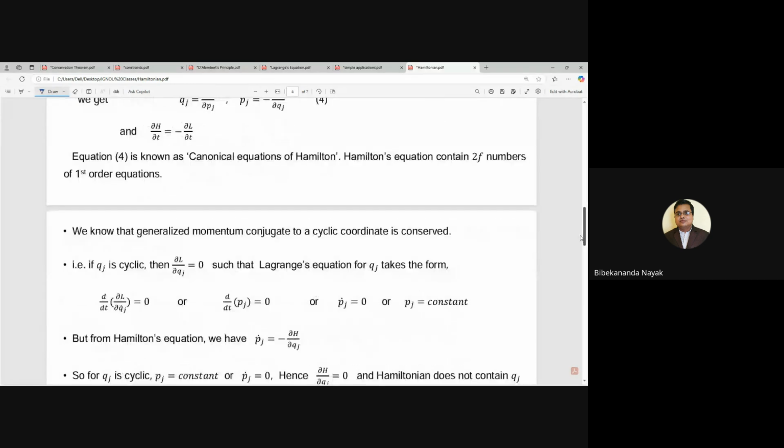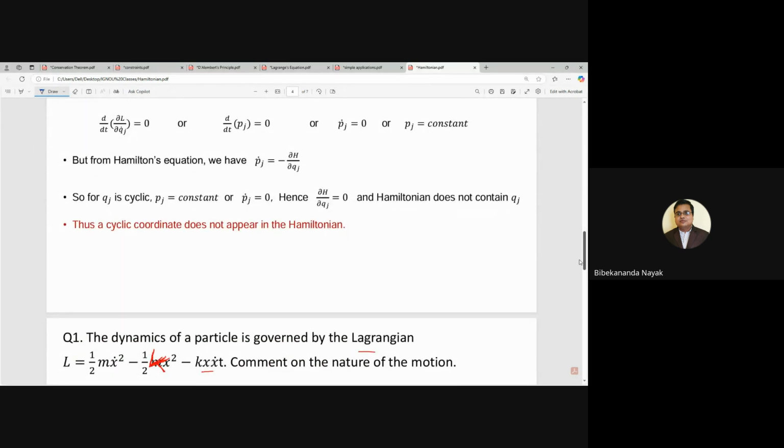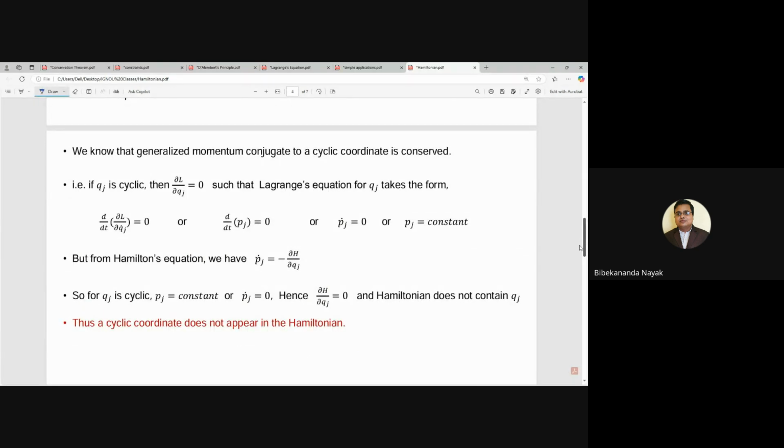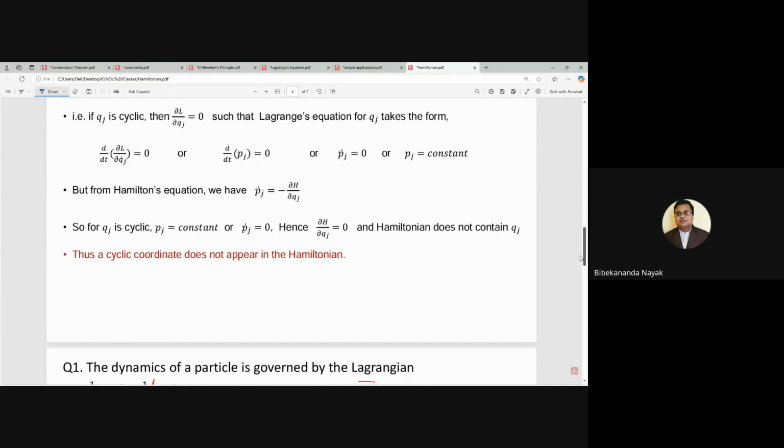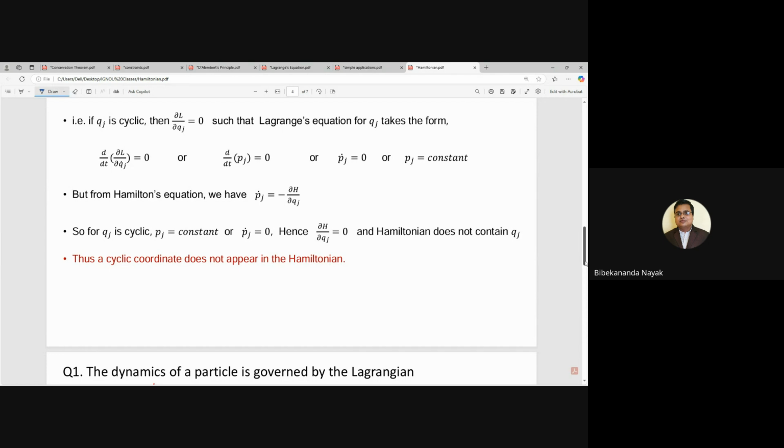I think it was a second unit topic. Okay, we go to that first. Discuss this one: cyclic coordinate. If qj is a cyclic coordinate, then del L by del qj is equal to 0. The coordinate which does not appear in the Lagrangian is called a cyclic coordinate. Cyclic means del L by del qj is 0.